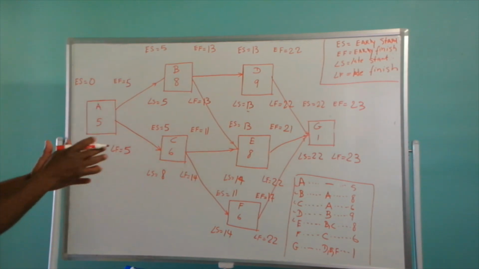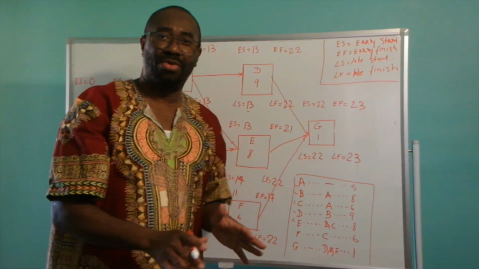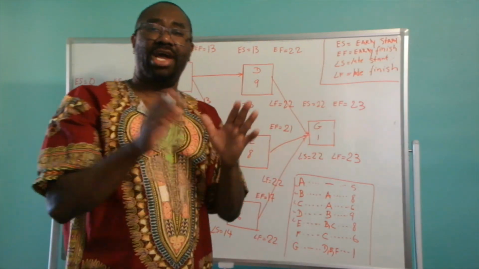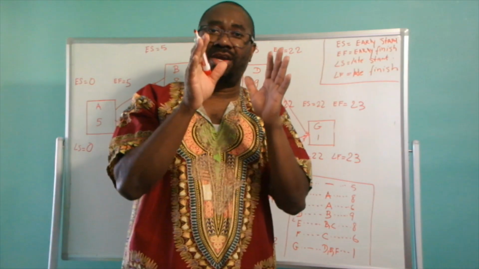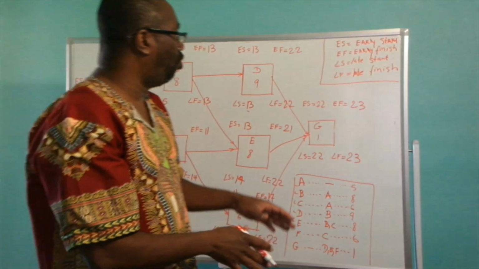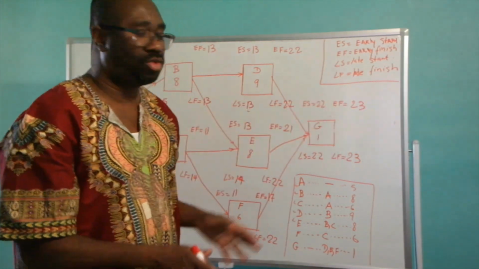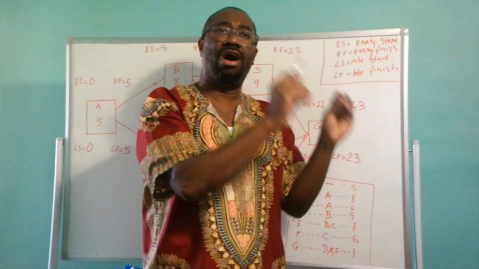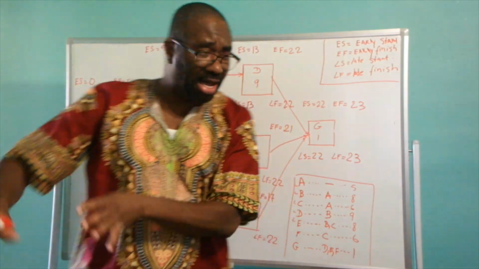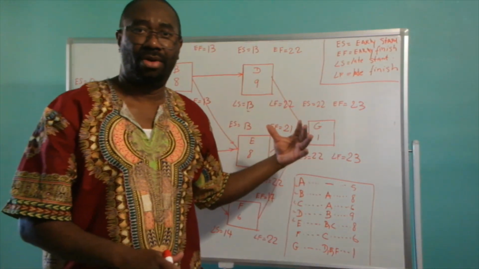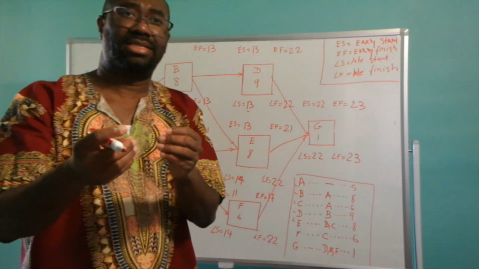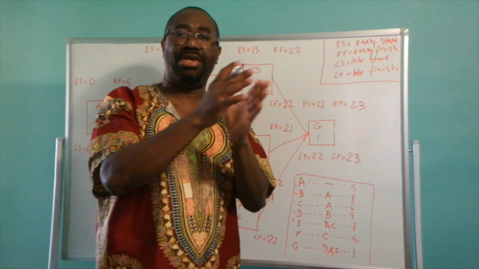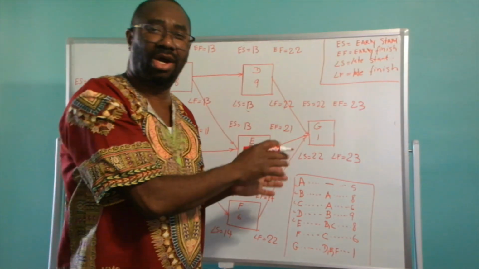Right? So now that we have gone through the forward pass and the backward pass, we can now calculate the critical path. The duration of this project is 23 days. The critical path is always the longest path in your diagram, okay? Or the critical path is where you have your activities with 0 float. That means you do not have any days to linger with this project.